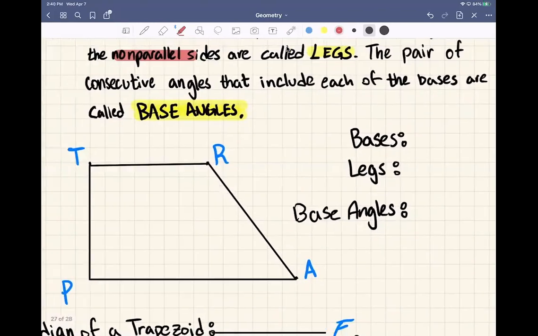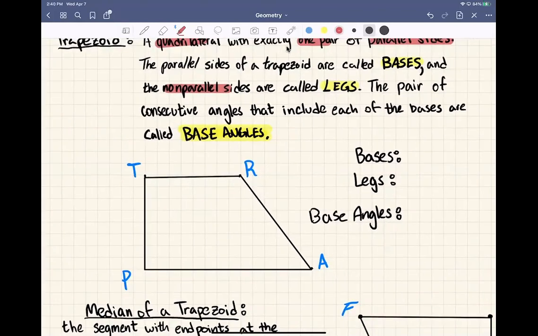All right, so right here we have a trapezoid. And first things first, let's label some things. These two, we know these are the bases because they're parallel to each other, and we show that they are parallel to each other like that. So our bases are going to be segment TR and segment PA. Next, we have to establish what our legs are.